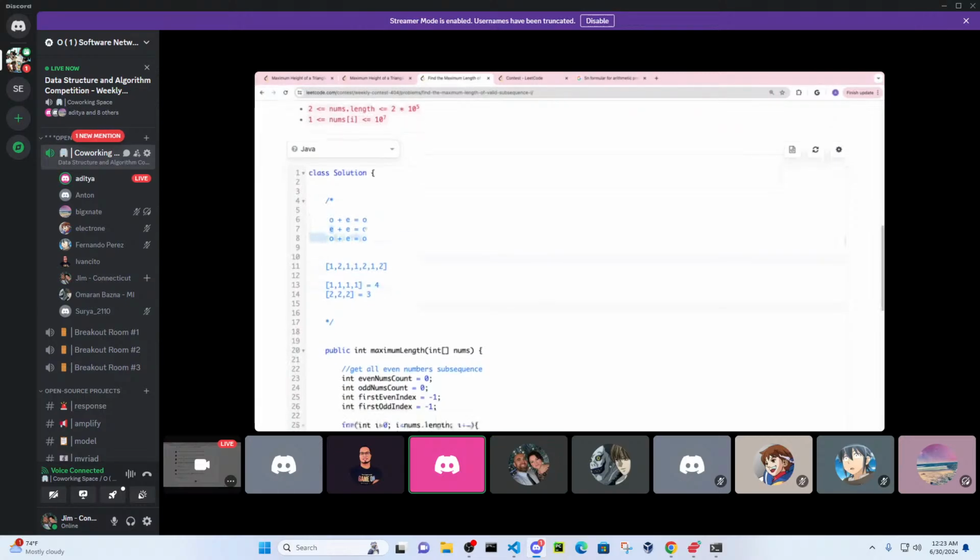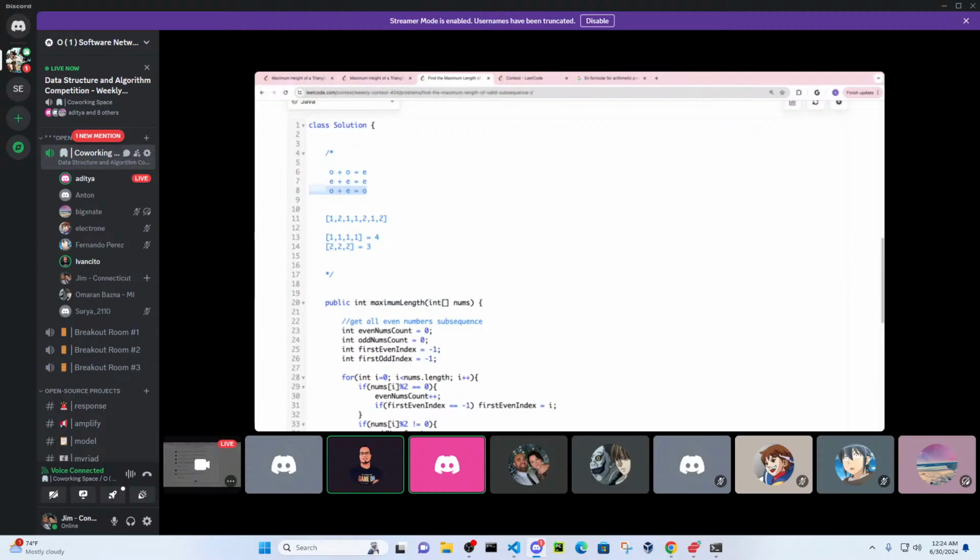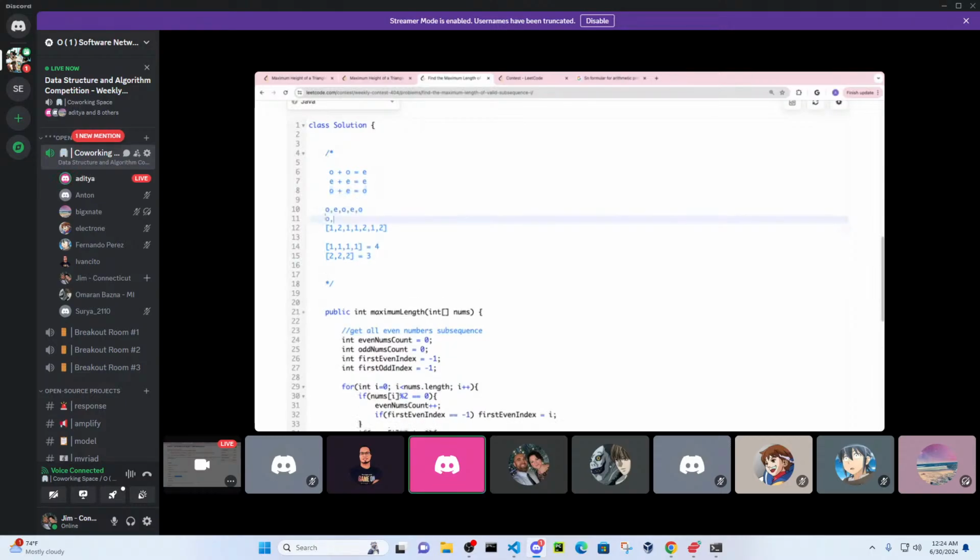Now the third case is a bit complicated. You basically need to find the alternate odd even, odd even, odd even. So you need to find the odd even pairs. They should be alternate, like odd comma even comma odd comma even comma odd, like this, or else it could be even comma odd comma even comma odd comma even. So it can start with even or it can start with odd.